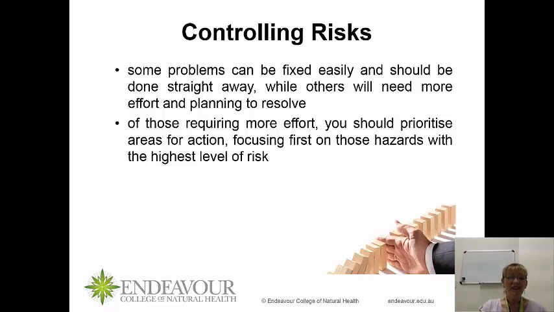Some things can be fixed easily and should be done straight away. As I said, if you notice a spillage on the floor, clean it up straight away to eliminate that risk. Obviously there might be things that need more intensive action, like having a safety shield over a piece of equipment, or you might need to order a new cabinet to put some materials in. That might not be something that could happen straight away, but how can you minimise that risk while you're waiting for that to come in?